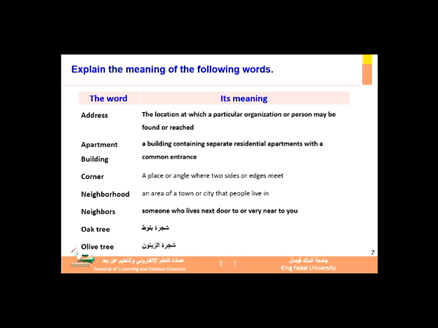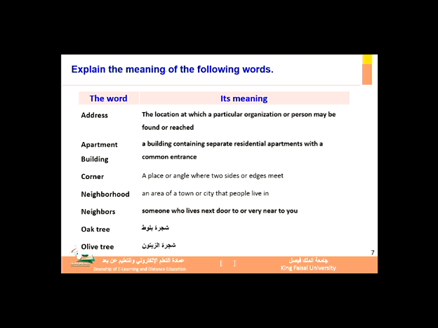For this specific article, My Neighborhood, we have some terminology, some new words, and we need to understand their meaning. Some of them are easy to understand, and we are going to provide a short definition in English, and some of them are just given the translation. So we start with the word, then we have its meaning. Word number one is address. Address is the location at which a particular organization or a particular person may be found or reached.